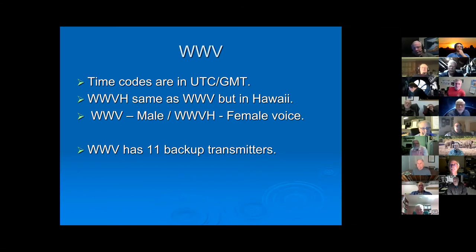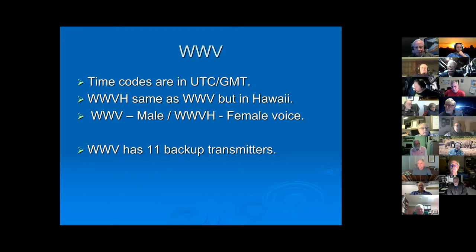Yep. You can get wristwatches that listen to that signal as well. Yeah, I have one. And they're really nice to have. I like having the atomic clock, so I don't have to worry about drift or anything. I know that they're spot on.